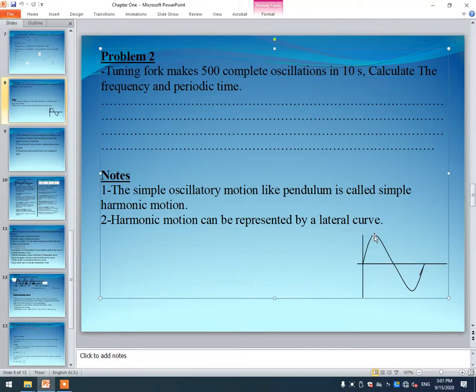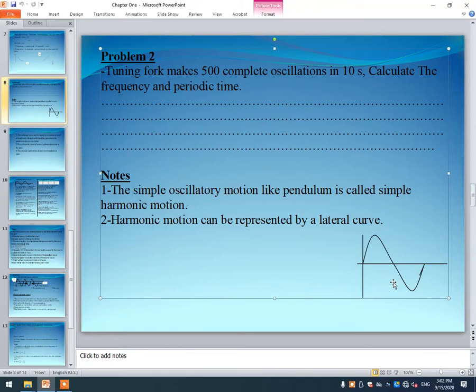As you see here, this peak is in the positive direction, and here this peak is in the negative direction. Both peaks are the same value but opposite in direction, this is positive and this is negative. We say that this figure has something of harmony. So the simple oscillatory motion like a pendulum is called simple harmonic motion. This is simple harmonic motion.